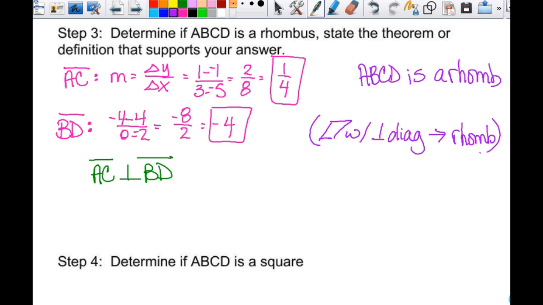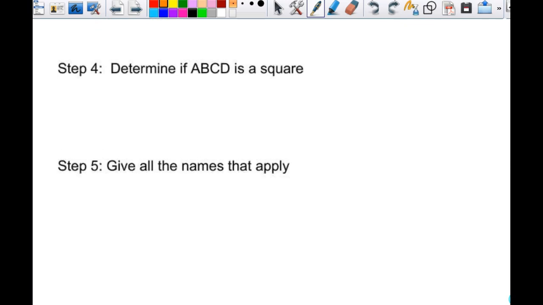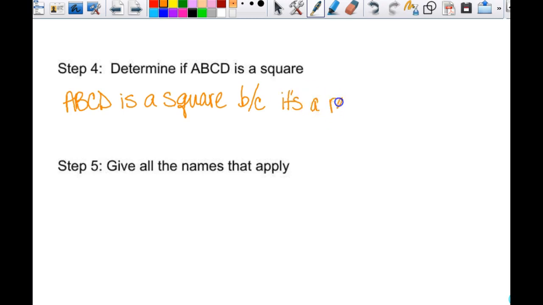So then it asks if this is a square. Is there any additional stuff we need to do to show that it's a square? No. The definition of a square is that it has 4 right angles and 4 congruent sides. Now, we haven't officially said that we have that here, except we've said that we have a rectangle and a rhombus, which is basically the same thing. So I can say that ABCD is a square because it's a rectangle and a rhombus.